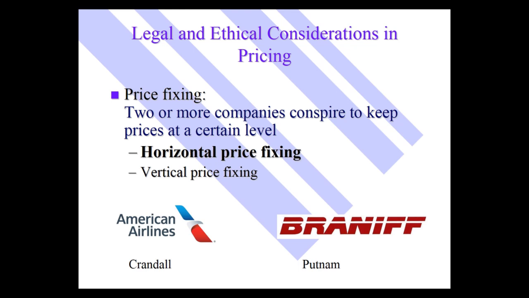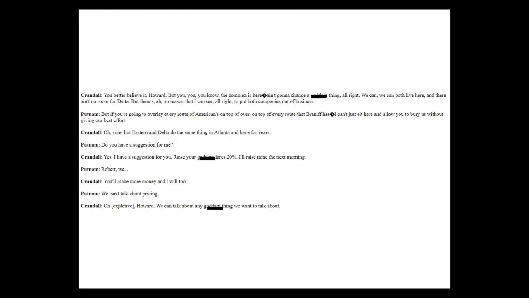They're competitors. And one of the most extreme examples of an attempt at horizontal price fixing was in the airline industry with American Airlines and Braniff. And the reason this became such a big deal is there was a phone conversation that was caught on tape between the CEO of American, Crandall, and a top executive with Braniff, Putnam, and they were talking about airfares within an existing market. In Texas, both of them were losing money on this route. And here was their conversation.